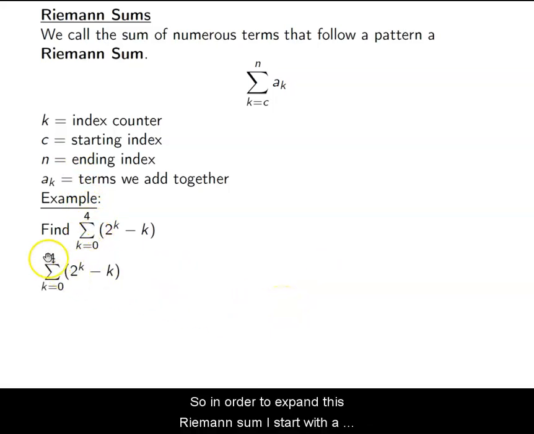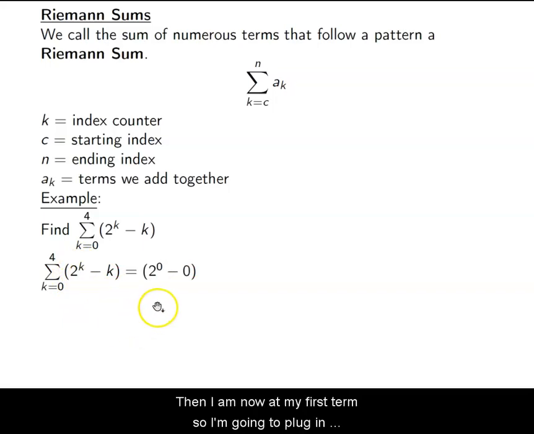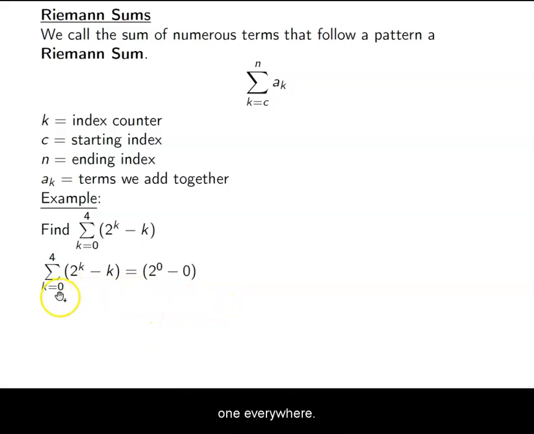So in order to expand this Riemann sum, I start with the 0 term, which will be 2 to the 0 minus 0. Then I am now at my first term, so I'm going to plug in 1 everywhere and add that to my 0 term. So it'll be 2 to the first power minus 1.